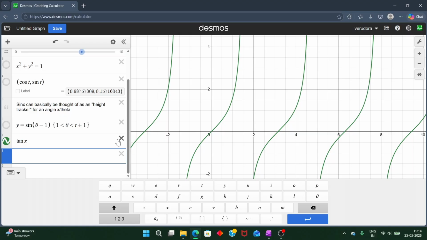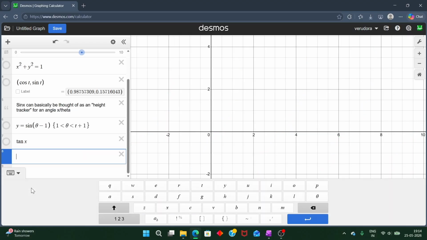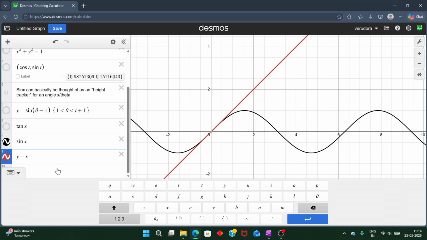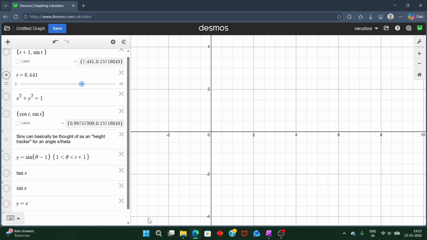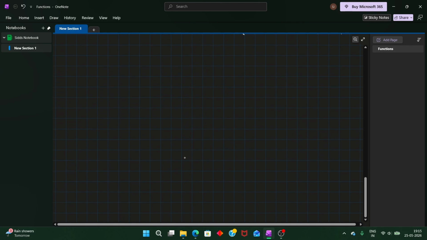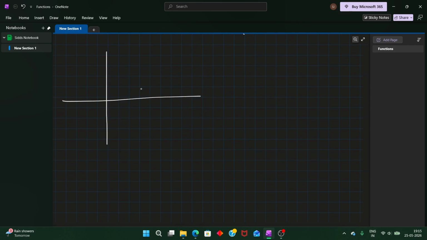Okay, so first let me take up the drawing board. Sine x and y equals x. Well, these are pretty important things, and I'll explain why. So, okay, this was a pretty bad line. So, let us say I have a circle.